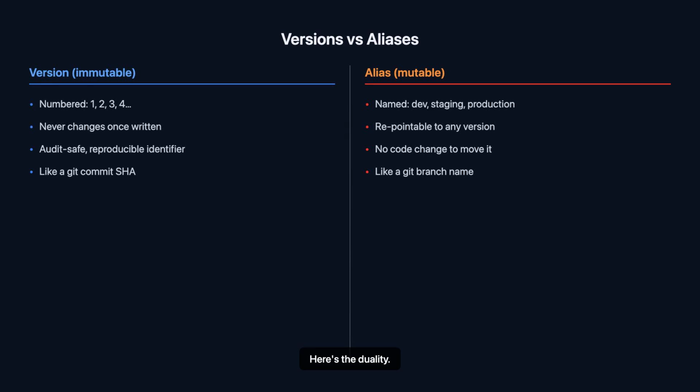Here's the duality. On the left, a version is numbered 1, 2, 3, 4. It never changes once written, and it's the audit-safe identifier you'd pin in a research notebook. Think of it as a git commit SHA. On the right, an alias is a name: dev, staging, production. It's repointable to any version, and moving it doesn't require a code change. That's a Git branch name. Same mental model engineers already use every day.